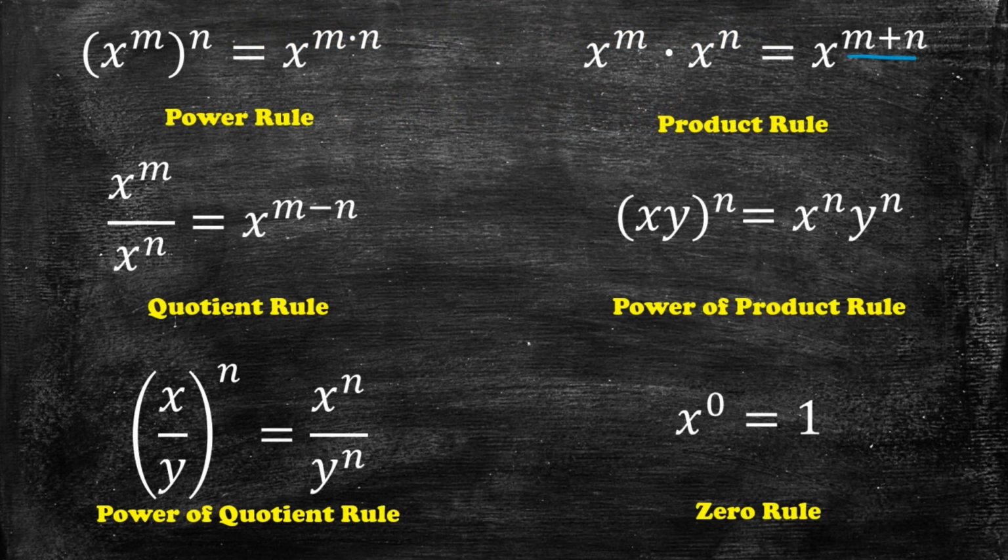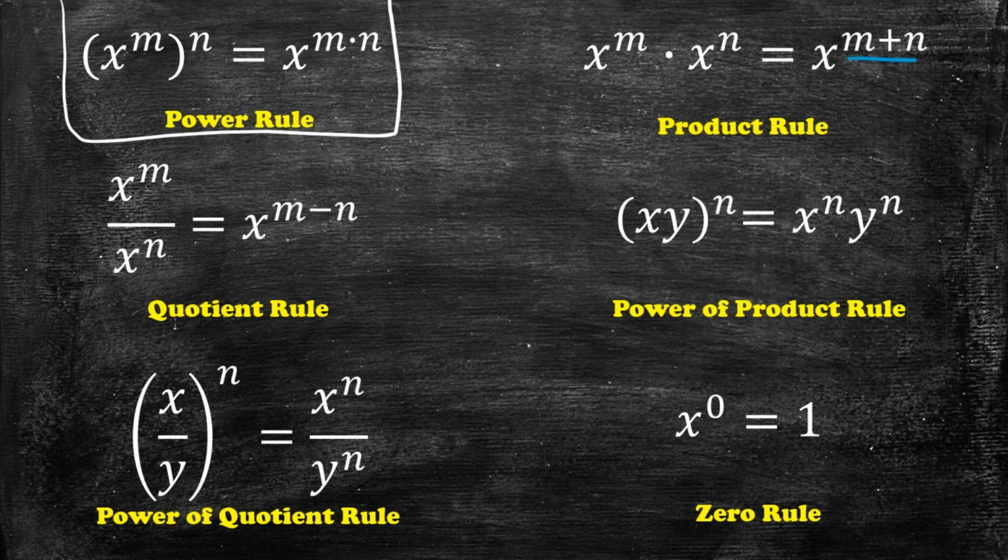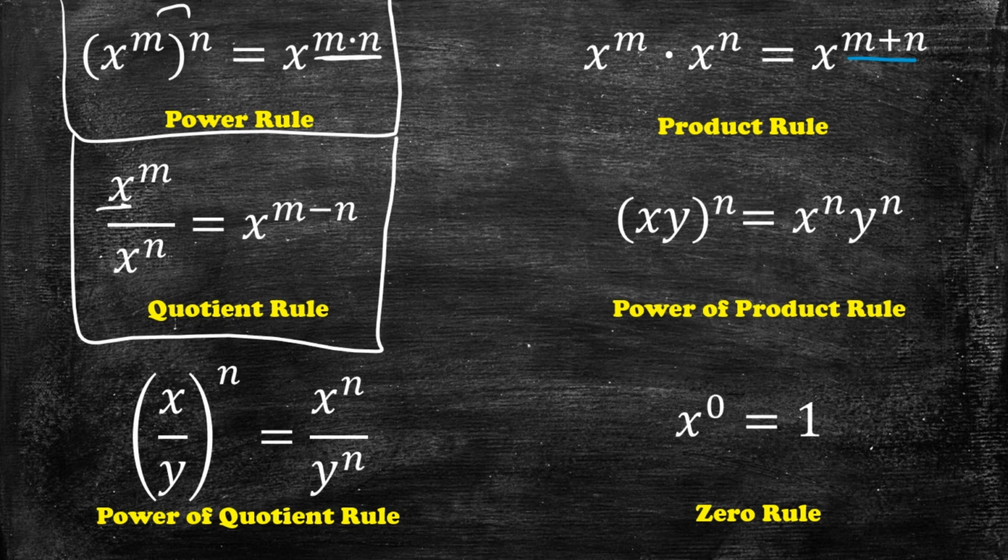Alright, so briefly what we want to discuss are some of the rules. So if we're looking at the top left here, the power rule, all it's saying is that if you have an exponent raised by another exponent like this, all we do is we multiply those two numbers together. Alright, moving downwards, with the quotient rule, if your bases are the same and you have exponents on those, what you do is you can subtract the exponents here.